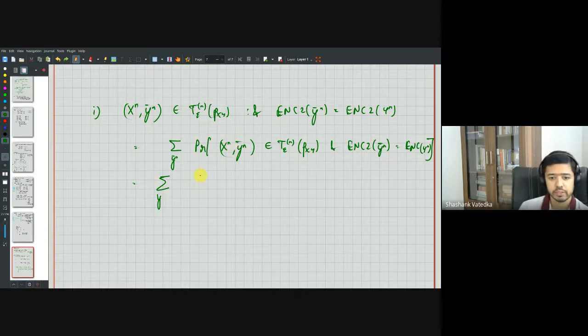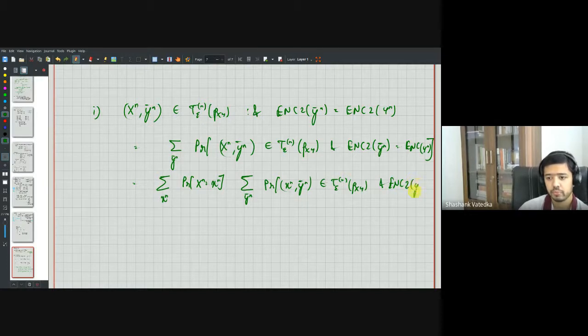Right? So I will split this in the following way. I'll sum over all possible xn, the probability that Xn equals xn, then a summation over all yn bar, the probability that xn and yn bar are jointly typical, and that the code word of yn bar is equal to that of yn.